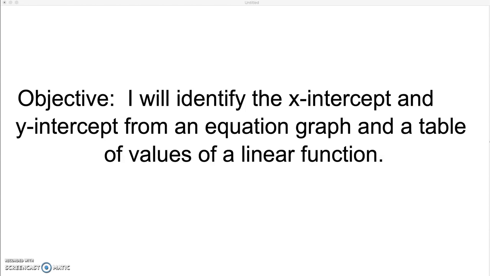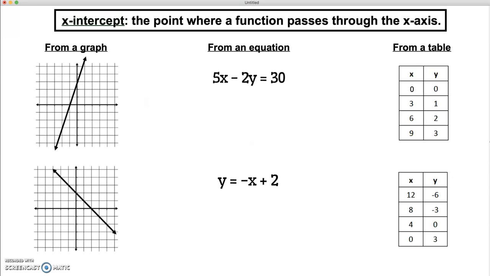In this video, we will identify the x and y intercepts from an equation, graph, and a table of values of a linear function. The x-intercept is going to be the point where a function passes through the x-axis. So on a graph, it's really easy to find the x-intercept when it crosses the x-axis at a perfect point.